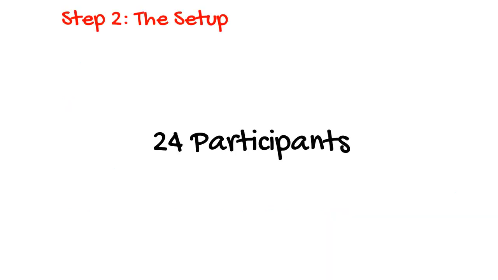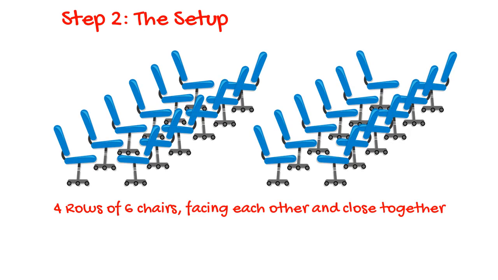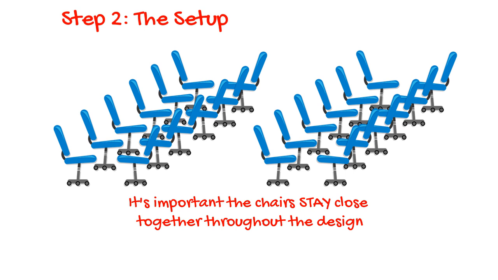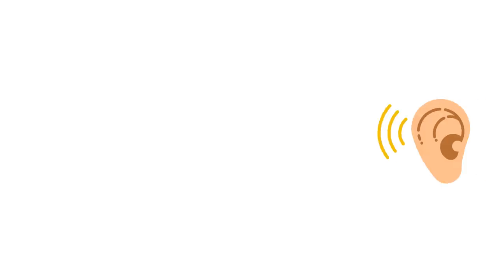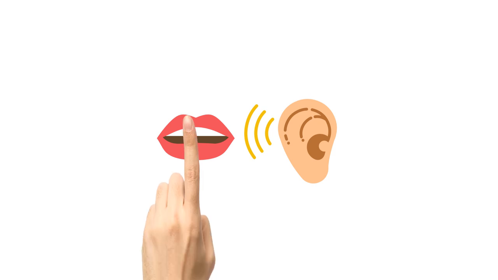Step 2, the setup. There will be 24 participants for this session, and you arrange the large room with the chairs in 4 rows of 6, facing each other and close together. It is important that the chairs stay close together throughout the design. We have found this provides the participants a more personal experience, almost as if they are sharing a secret.